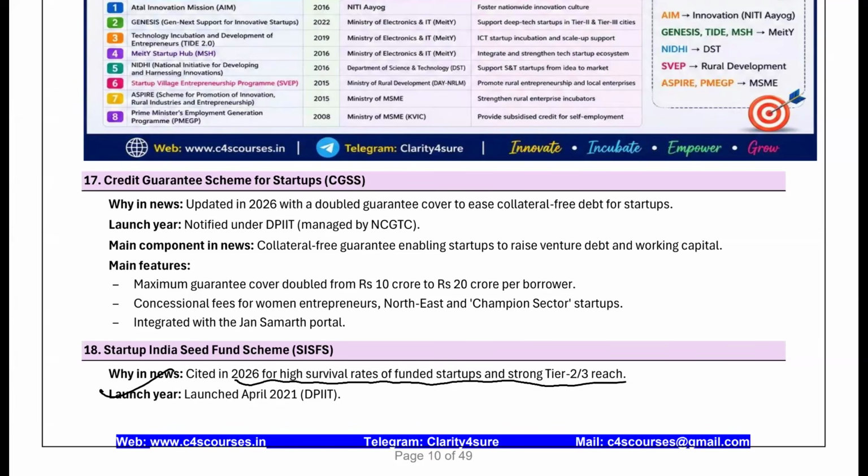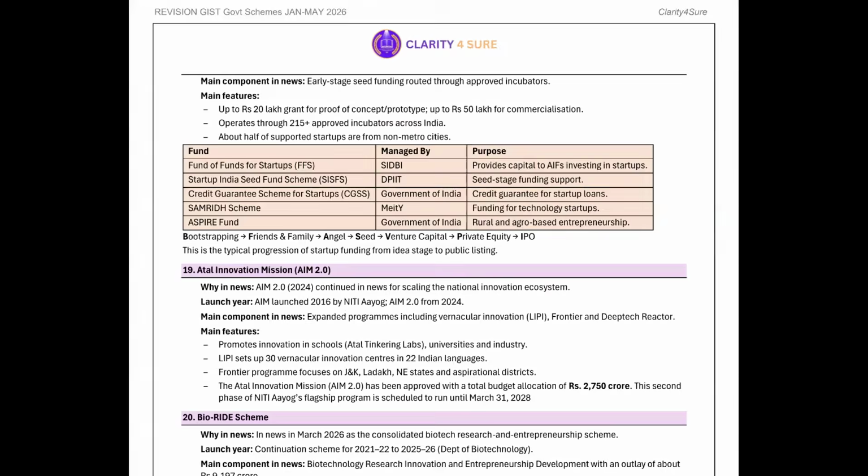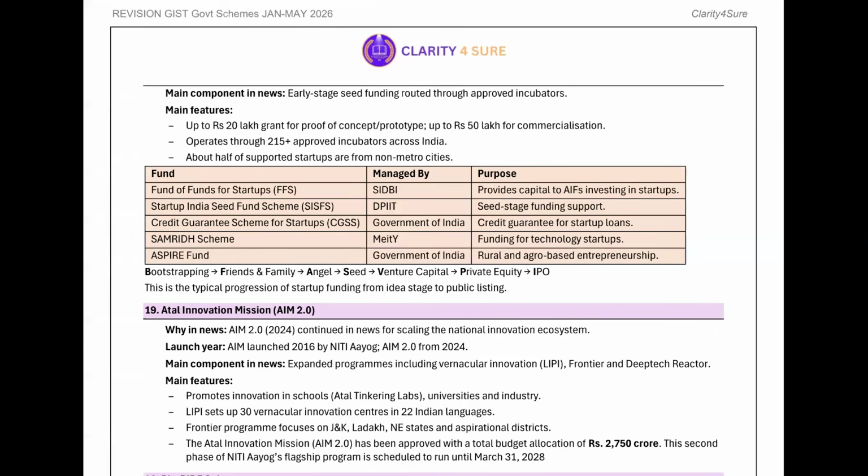The key points for this scheme, please have a note of it. It is early stage startup funding, which supports prototype development. It is supporting what? Prototype development. Before any stage, it is an early stage, that's why it is known as prototype development. It is also for commercialization support.